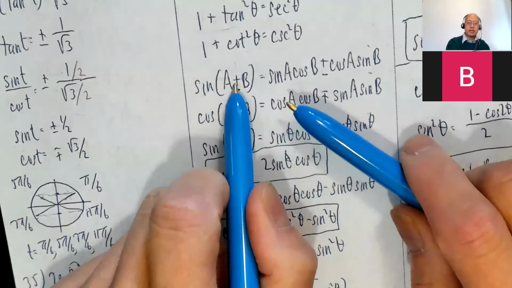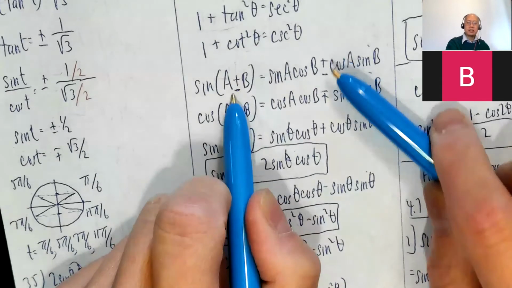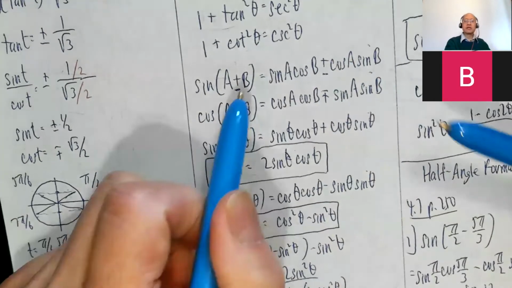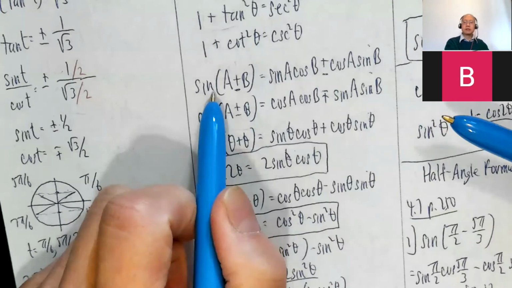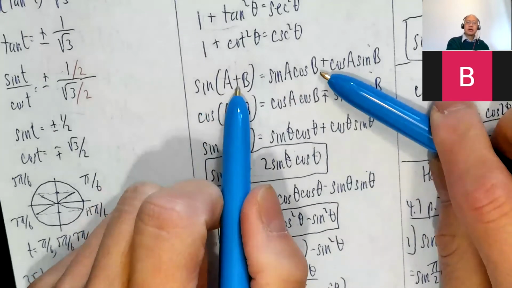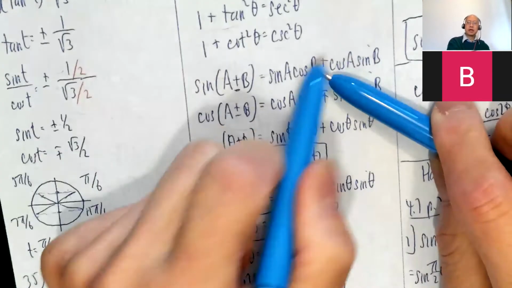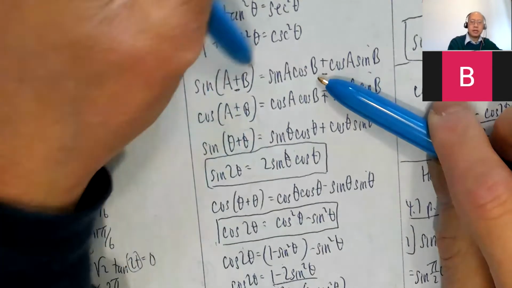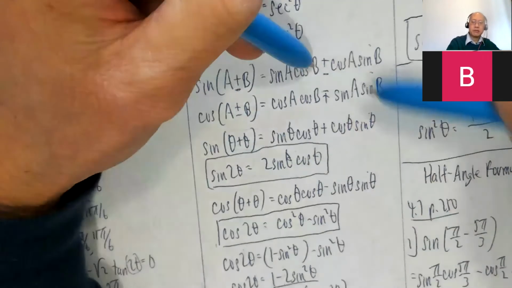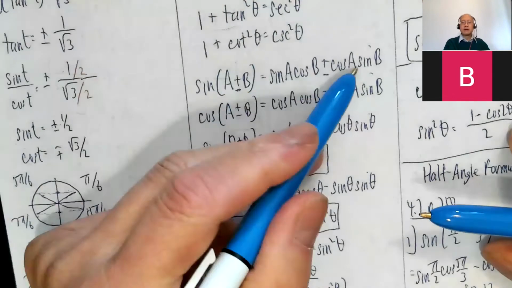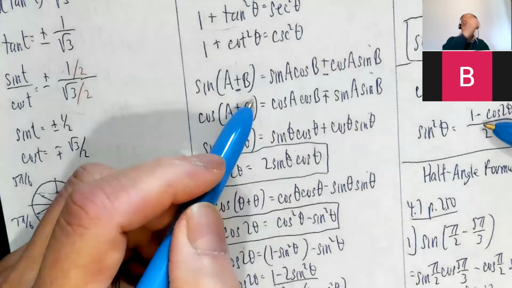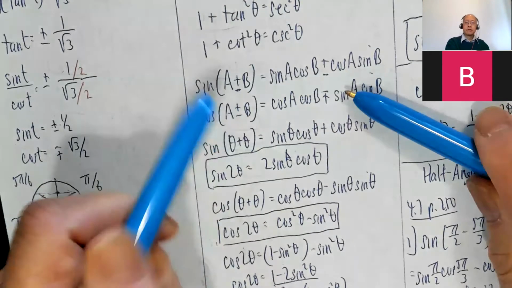So this means if you have a plus here, you have a plus here, and if you have a minus, you have a minus. This is just a more compact way of saying there are two formulas. One formula is sine of A plus B, put a plus sign. The other formula is sine of A minus B, put a minus sign. Since most of the formulas are the same, I just combine it into this plus or minus.